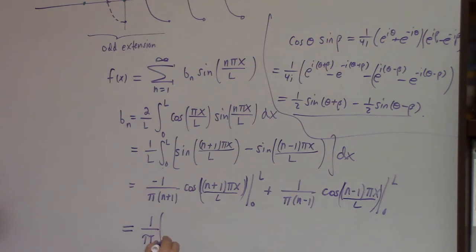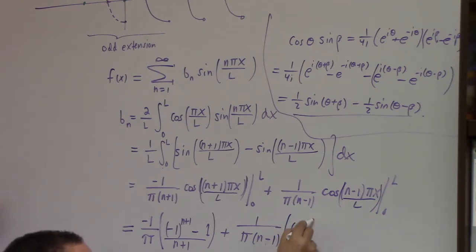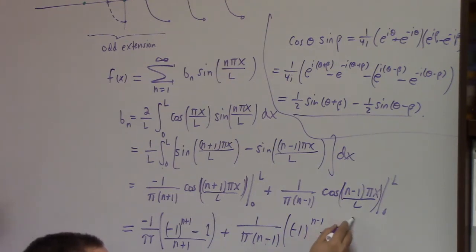So we got ourselves minus 1 to the n plus 1. There's a minus out here still, don't forget about that one. And then minus 1, and then all divided by n plus 1. And then 1 over pi times n minus 1, and then this over here is minus 1 to the n minus 1, minus 1.